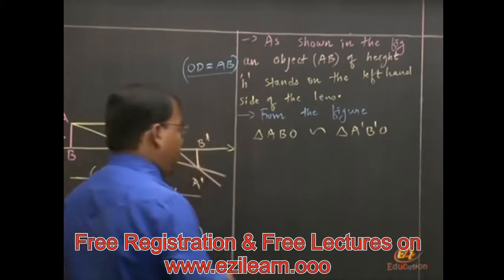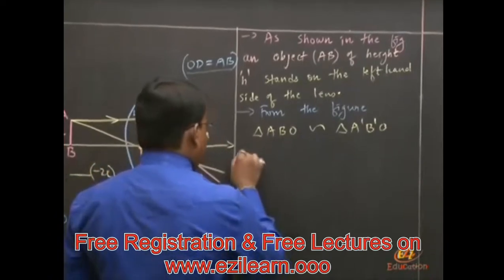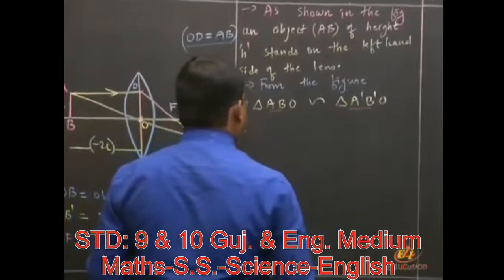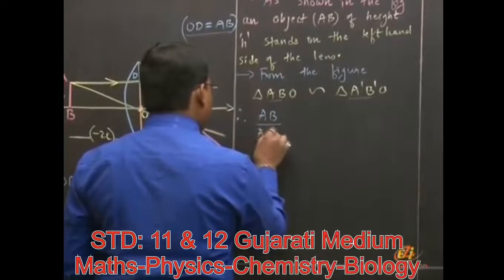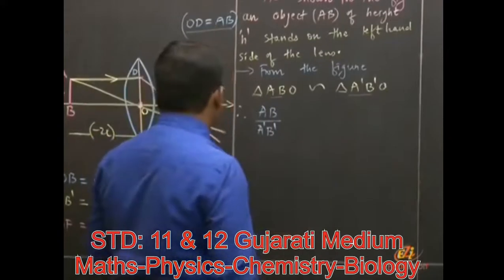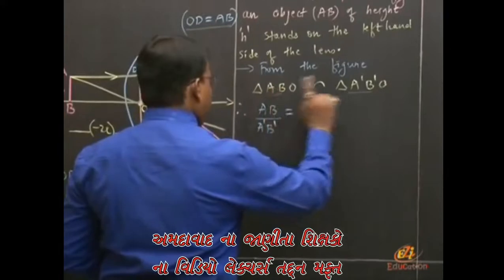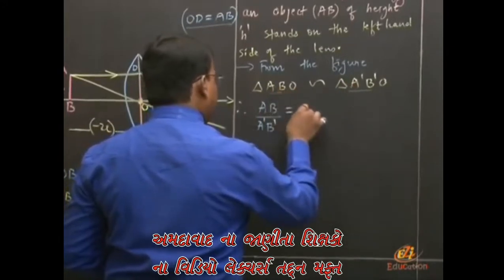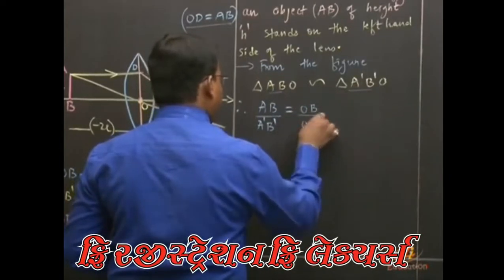Now apply the laws of similarity. You know the laws of similarity? Do you? AB upon A dash B dash is equal to OB upon OB dash.